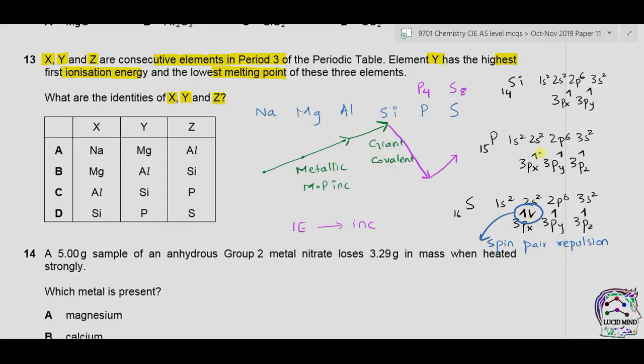So P has the highest first ionization energy among these three, and also P has the lowest melting point, so Y should be phosphorus. The answer is therefore D.